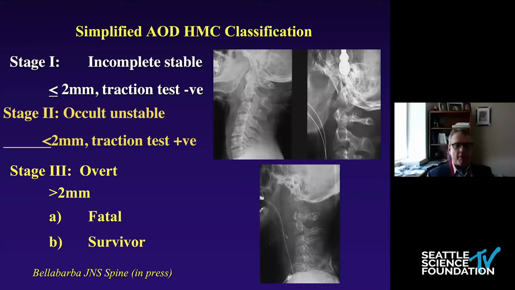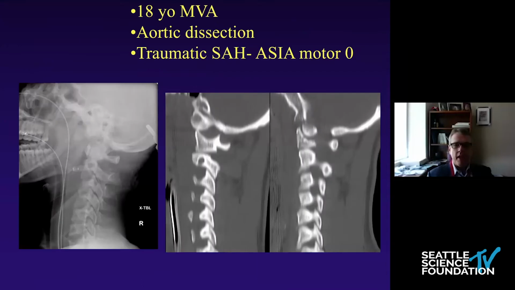And so what we're finding is that patients often present as a stable injury or an overt injury with more than 1.5 to 2 millimeters of occipital capsular disruption. Let's go through a case here.